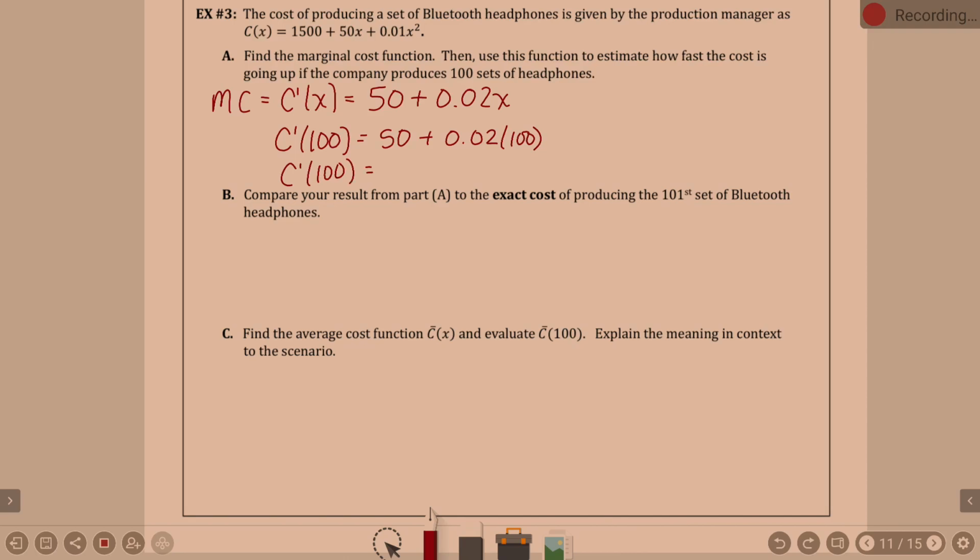What is 200 times 100? 2 plus 50? 52. 52 what? $52. And officially it's how fast the cost is going up. So this is $52 per headphone.